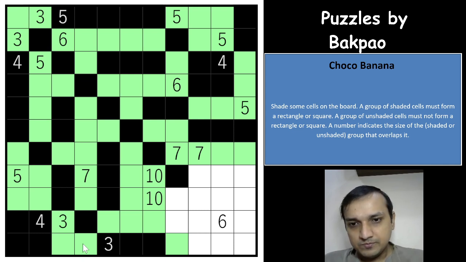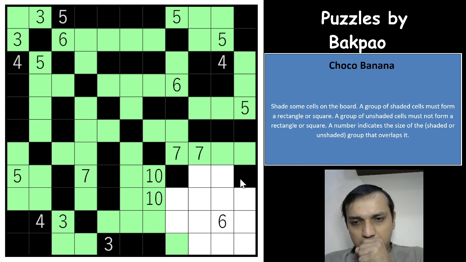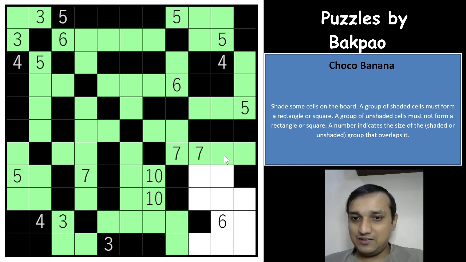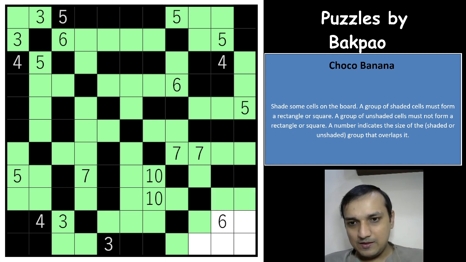That was amazing. You have 8 cells already, so this cannot be unshaded because then you'll have 11 cells, right? 8 and 3, 11. If this is unshaded, you'll have 8 cells in the 7. It had to work out the other way actually. So this is shaded, this is unshaded, this is shaded, all of these are unshaded. This is also shaded. Of course 6 would have to be unshaded because there is no way it can be shaded.